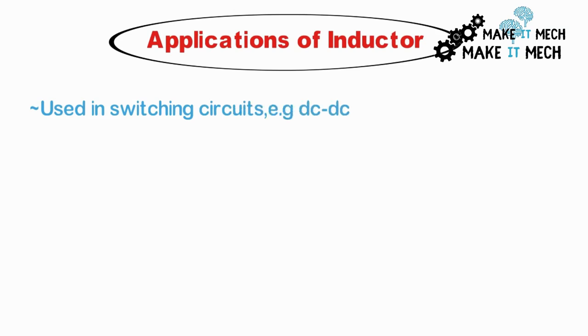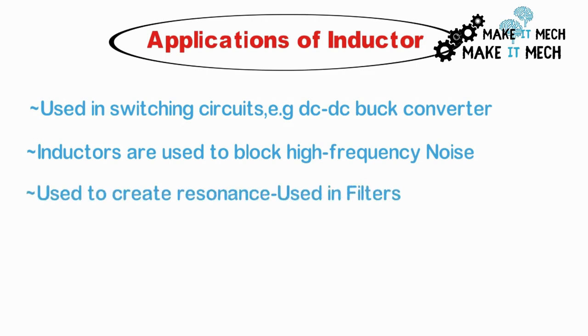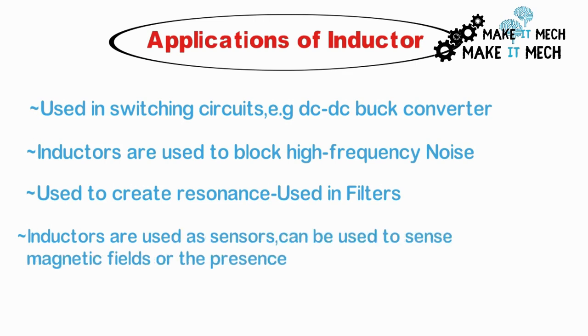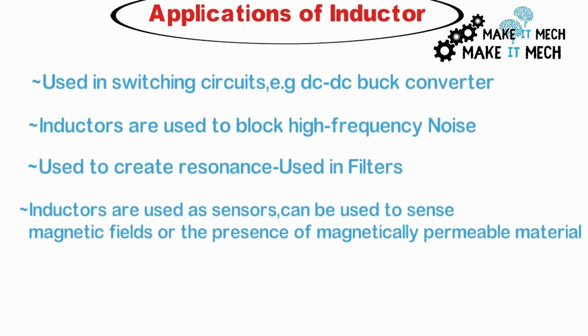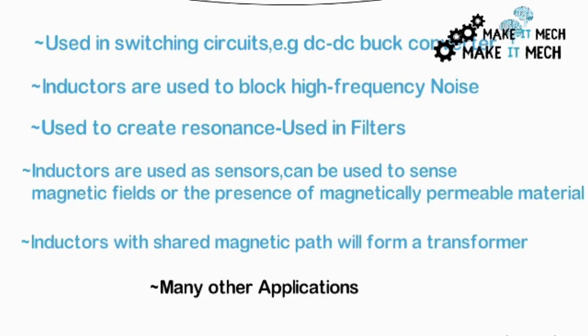Inductors are used in switching circuits like DC-DC buck converters. Inductors are used to block high frequency noise. They are used to create resonance, and also used in filters. Inductors are used as sensors, which can be used to assess magnetic fields or the presence of magnetically permeable material. Inductors with a shared magnetic path will form a transformer. And there are so many other applications of inductors.